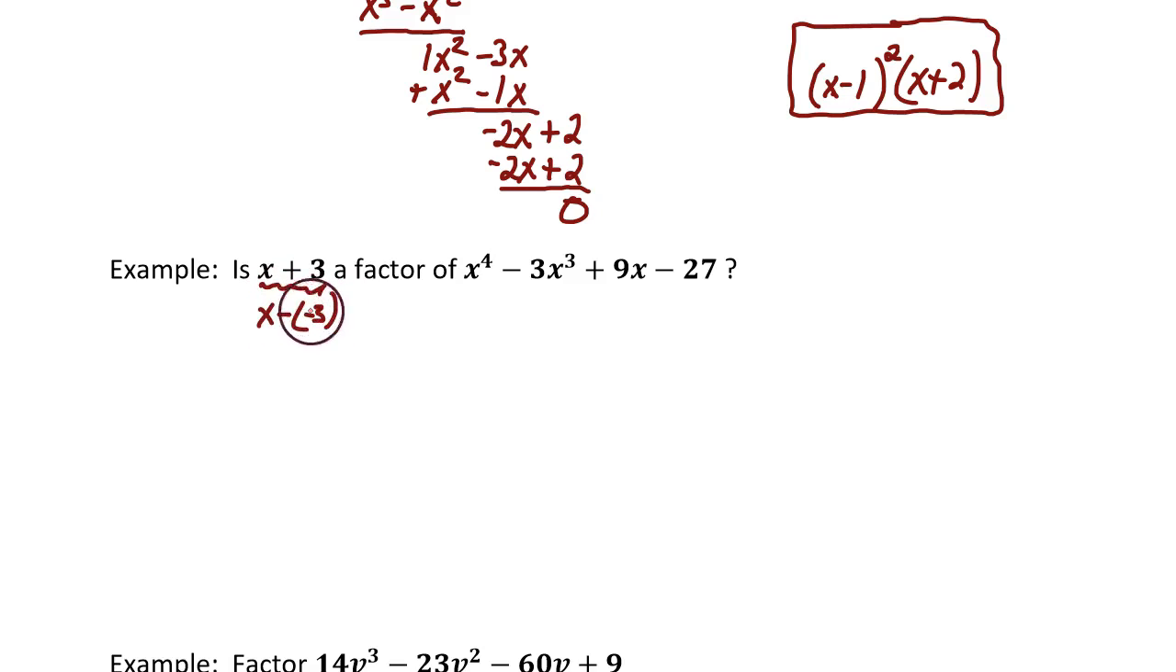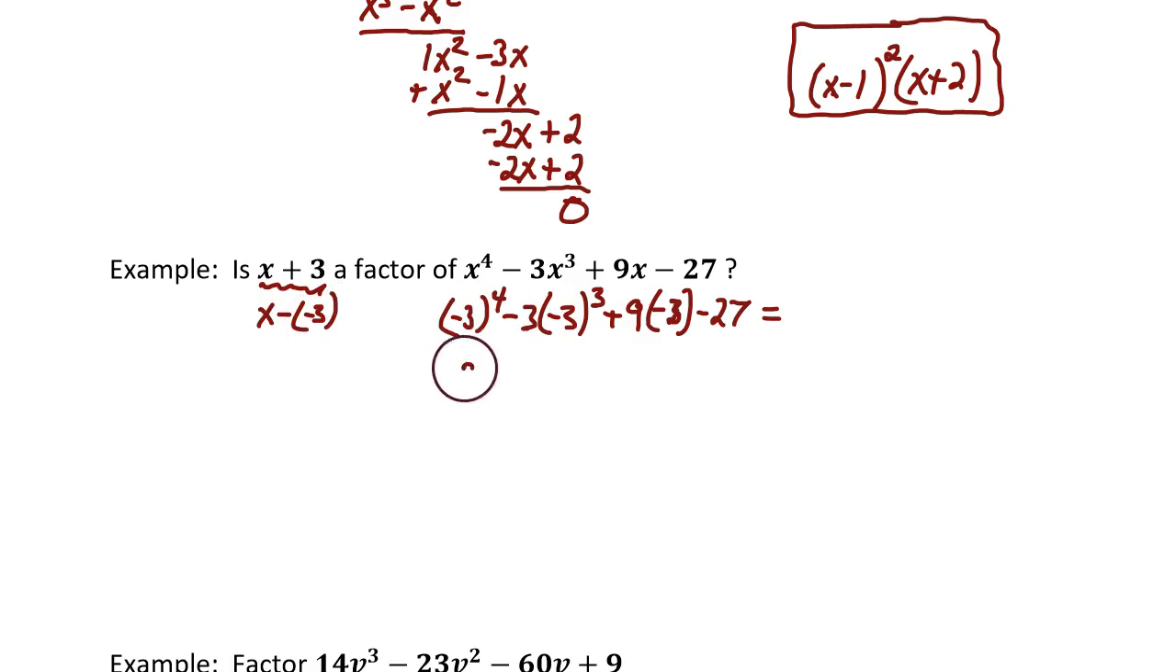Remember x minus a? So let's substitute negative 3 in place of x. Every place where there's an x, fill in negative 3. And let's figure out what this makes. If it makes 0, will you answer this question yes or no? All right, let's find out if we get 0.